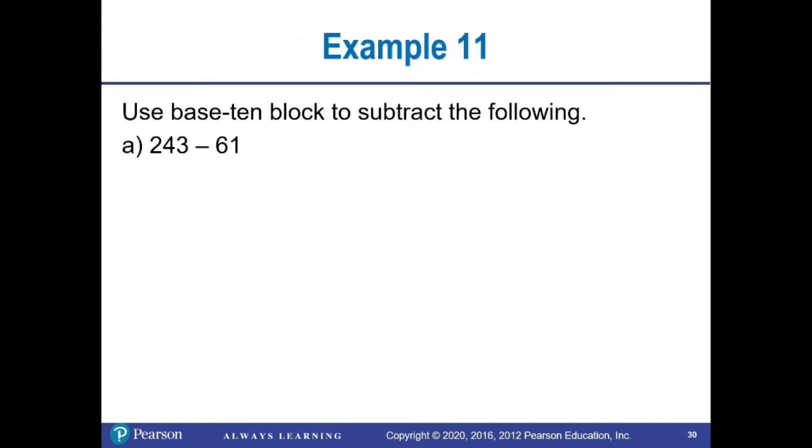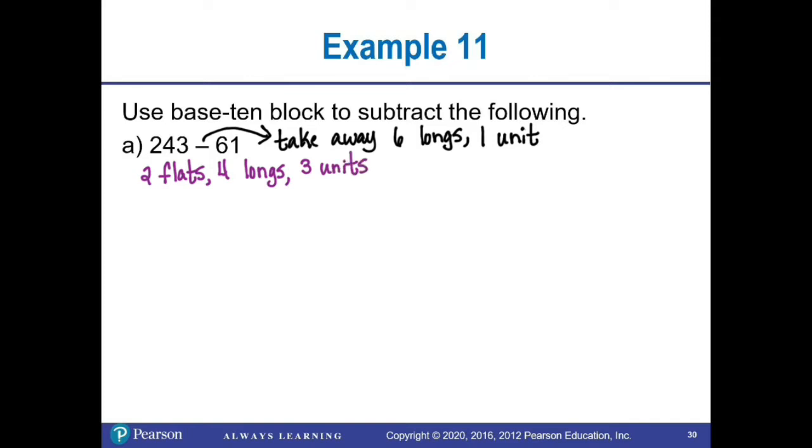So here we have 243 minus 61. Our minus tells us that we are taking away. And the number that comes after the minus tells us what we are taking away. So here we're taking away 6 longs and 1 unit. I start with 243, or 2 flats, 4 longs, and 3 units. Now remember, I have to take away 6 longs. I only have 4 longs, so I don't have enough longs to take away.